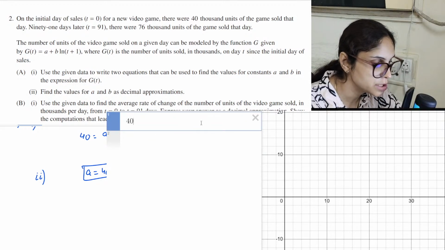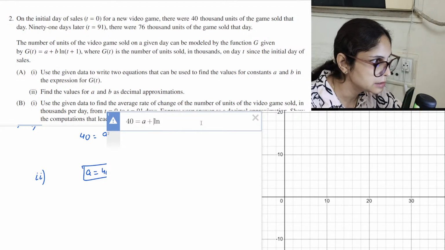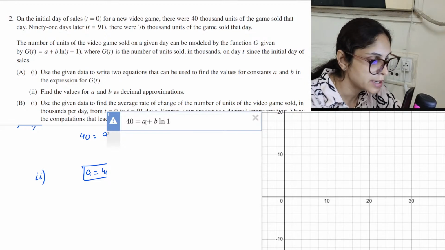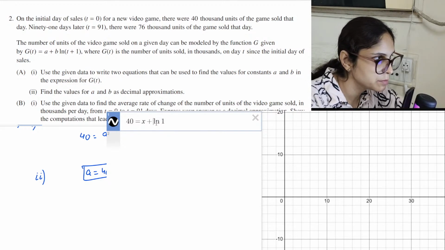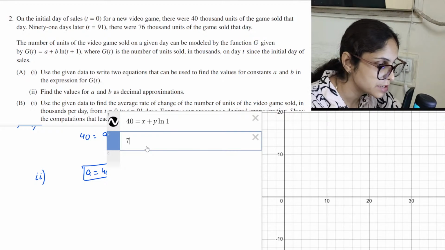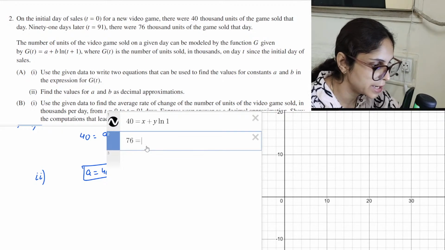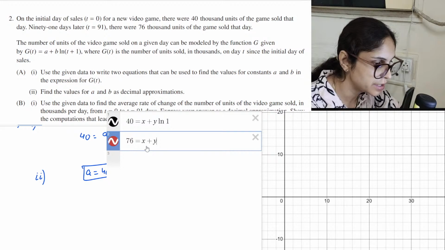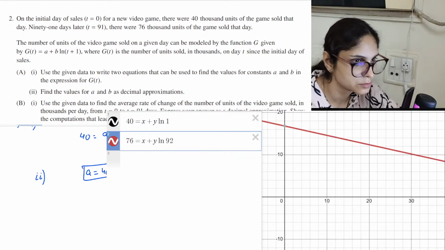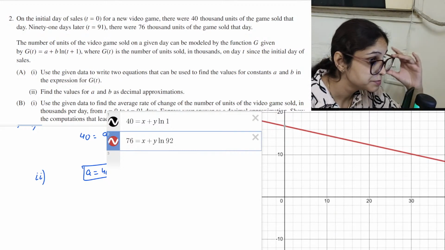G of 0 is 40 is equal to A plus B ln 1. So like I told you, it does not understand A and B, so I'll be replacing them with X and Y. Now the second equation would be 76 is equal to X plus Y ln 92. Okay. Got it?